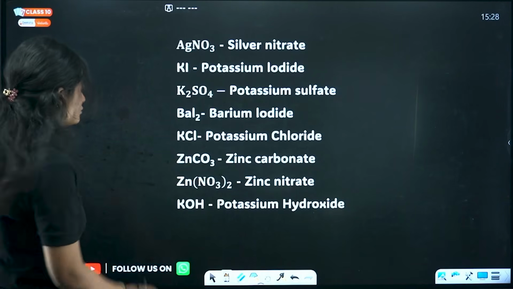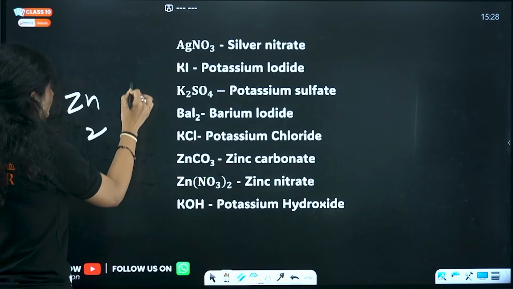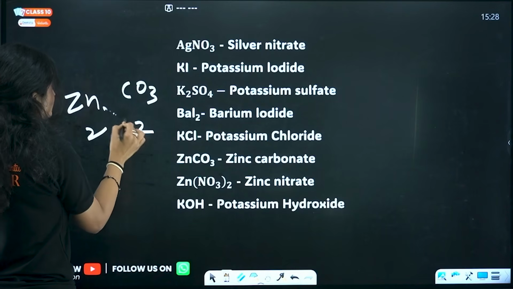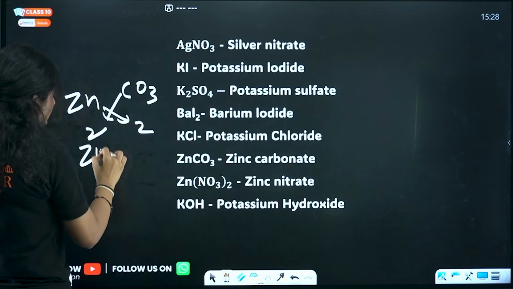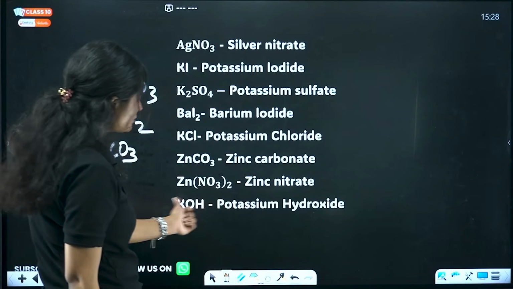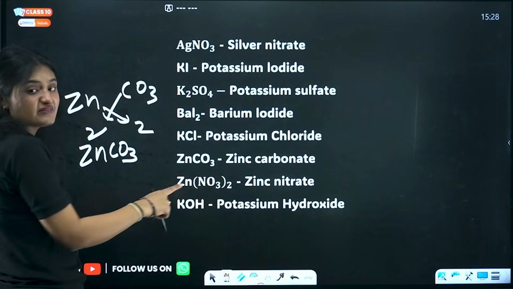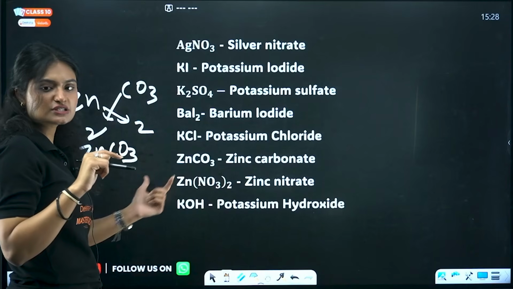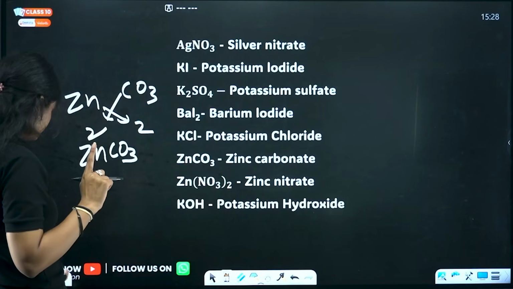Both have a valency of 2. Zinc has a valency of 2. Carbonate, CO3 2 negative, also has a valency of 2. You crisscross it, and we get ZnCO3 because both have 2, 2. We can take it common. Potassium hydroxide, zinc nitrate. Again, nitrate has a valency of 1. Zinc is 2 positive, nitrate is 1 negative.